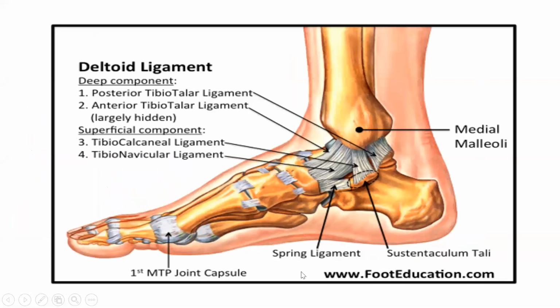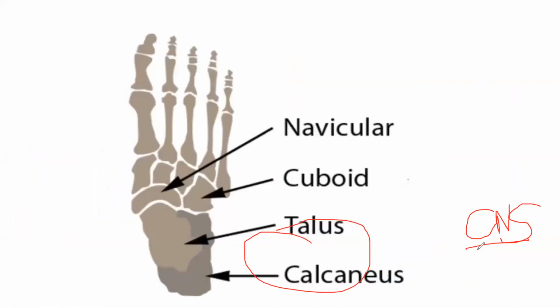Then there is also the spring ligament. You should always remember the spring ligament. There is a mnemonic: spring ligament is CNS. C N is calcaneonavicular and S is spring. Sometimes this comes for MCQs. There is clinical significance, but for you it's not of clinical significance. So remember spring as central nervous system. Spring is calcaneonavicular.